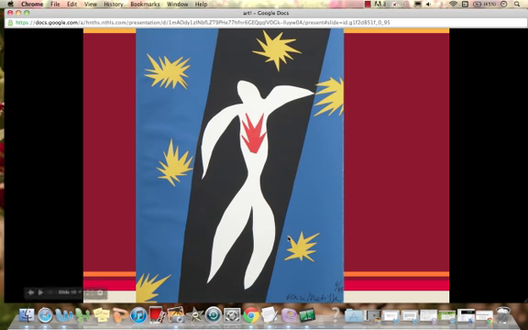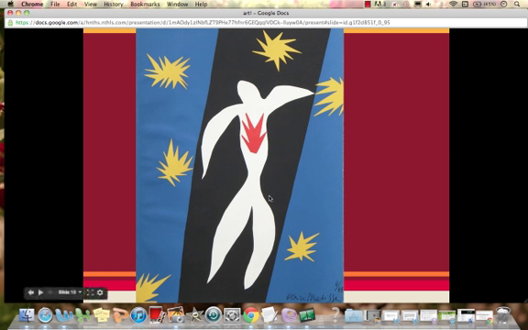This is the last one, and this is a really famous Matisse. He is really well known for his cutout style of artwork. What he did was he painted a canvas blue, and then he cut out all these stars and Icarus and the black line here. And if we look at this representation, this is a lot different.